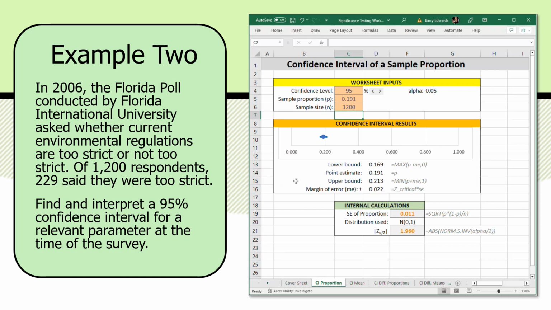It's plotted here. The lower bound is 0.169 and the upper bound is 0.213. So to interpret it, it would tell us that we are 95% confident that the true population parameter lies in the interval 0.169 to 0.213. That interval represents the plausible values of the population parameter based on our survey results. Our best estimate is that it's 0.191, but it can be anywhere within the interval.